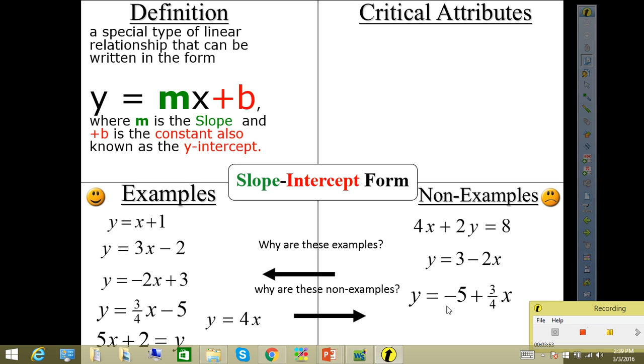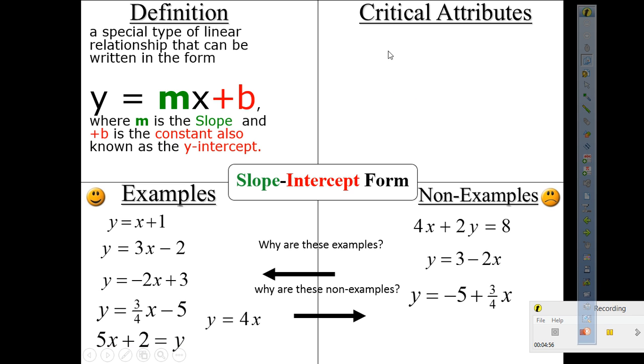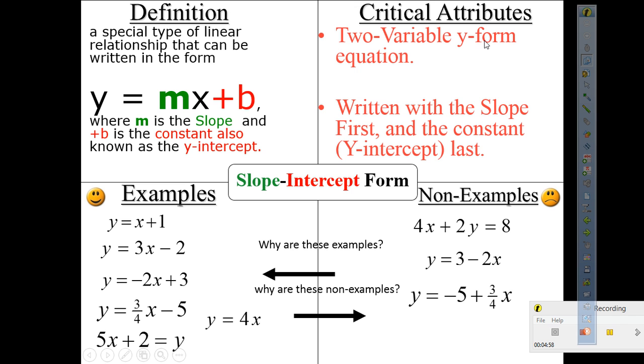And how about these two? Pass it to someone, Anissa? Noel? The slope is not first. What's first? The intercept. So notice here, it's intercept and slope instead of slope intercept. Does everybody see that on both? So what is the most important thing to remember? That they need to be solved for y, or in y form. And it has to be written in slope first, and then the constant last, which is the y-intercept. Copy that.